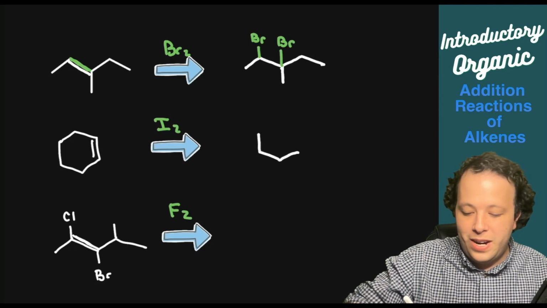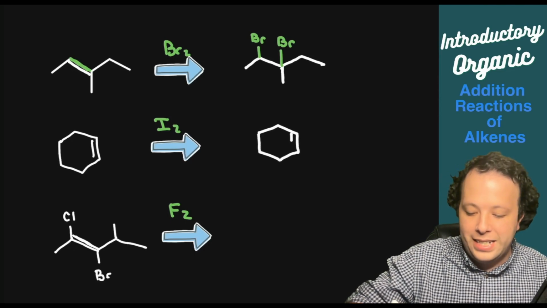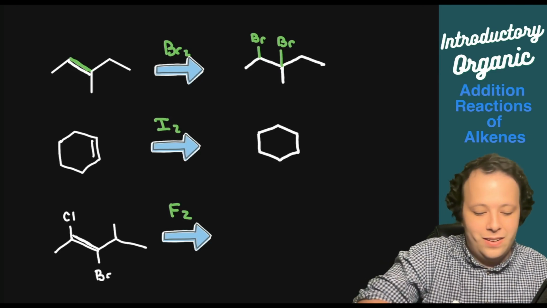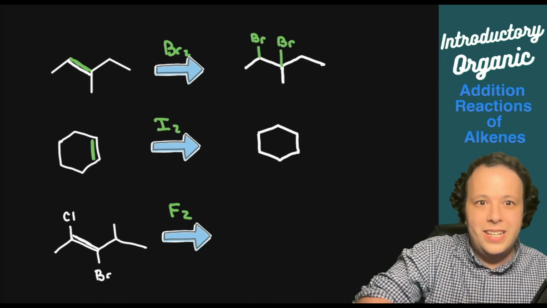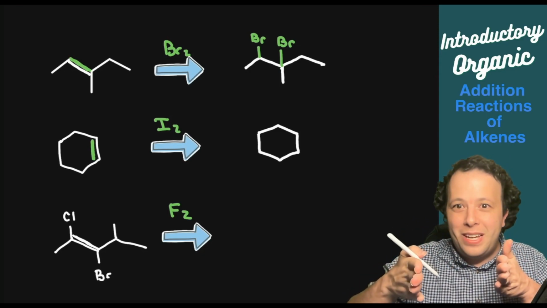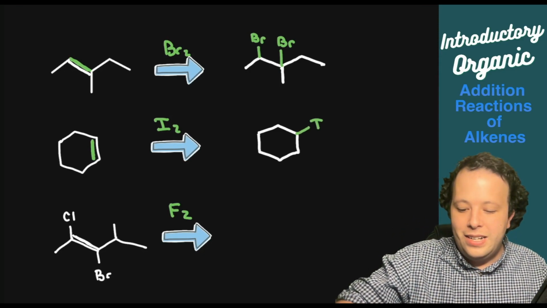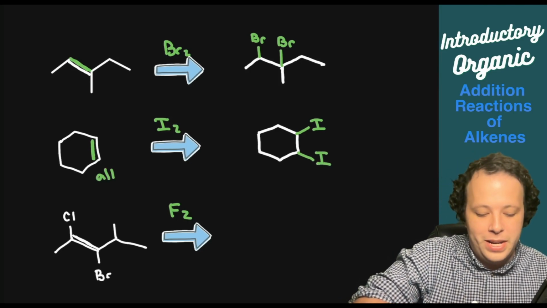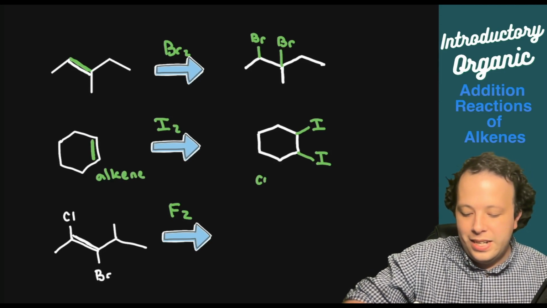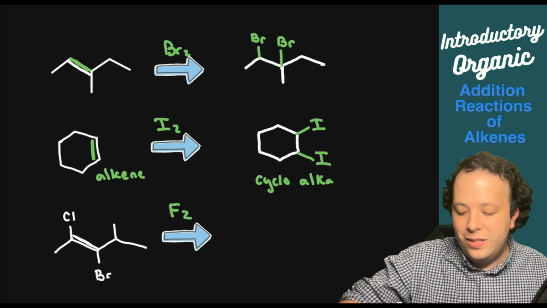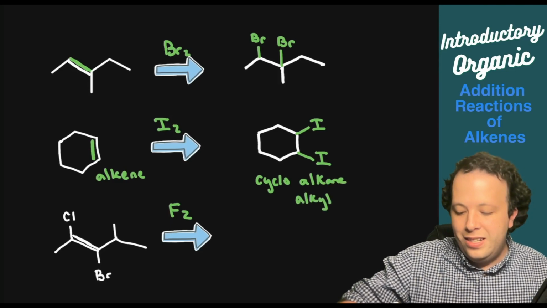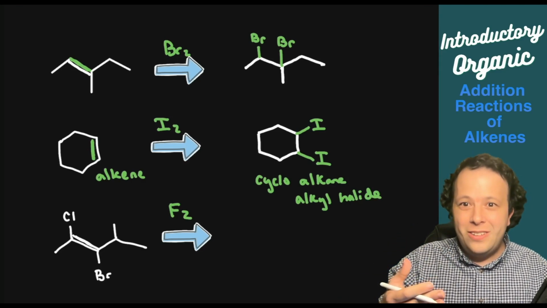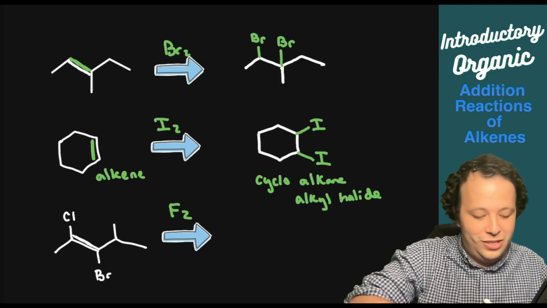For the next one, we are adding iodine to our cyclohexene. So in this case, what we're going to be doing is we are going to be opening up that structure at our double bond here and then writing an iodine on each portion of this species. And notice how it went from an alkene to a cycloalkane with halides on it. So it's an alkyl halide that we're changing the functional group along with it. So the carbon chain always stays the same. It's the functional group that is changing.